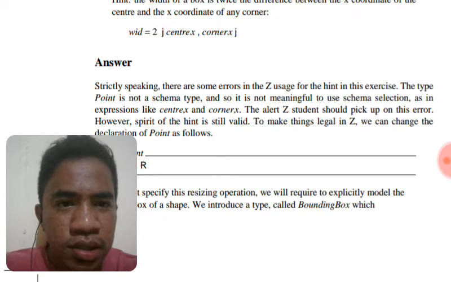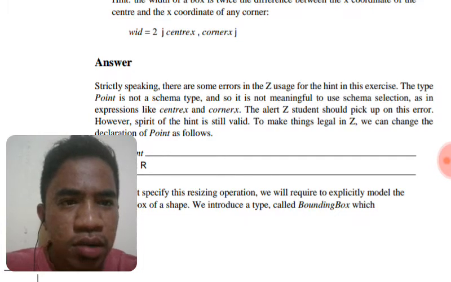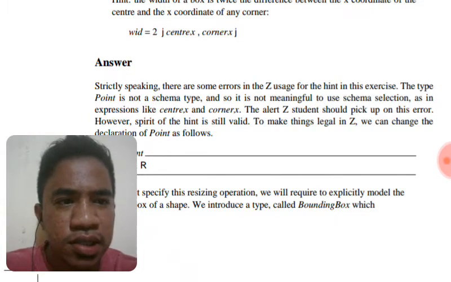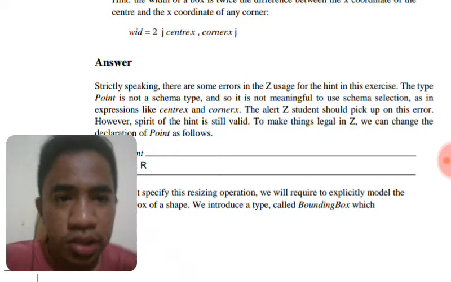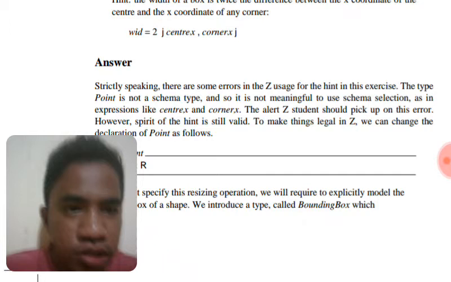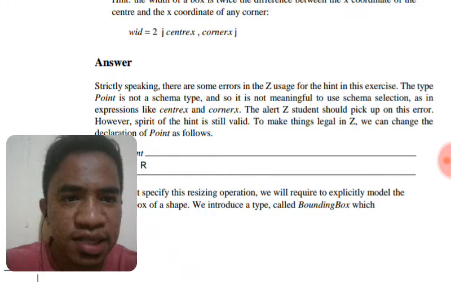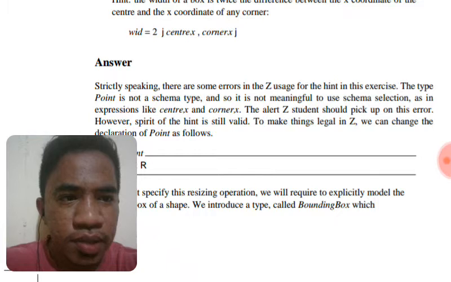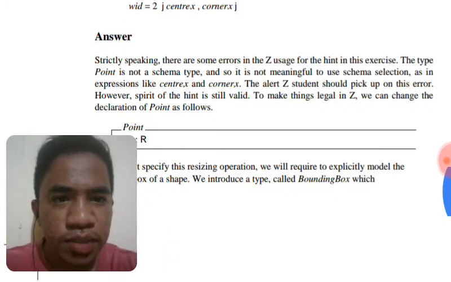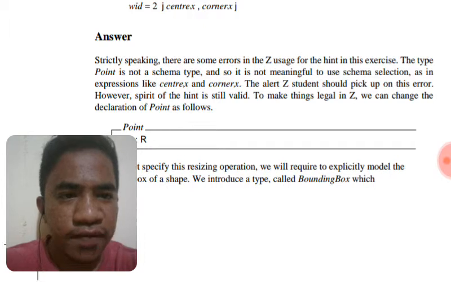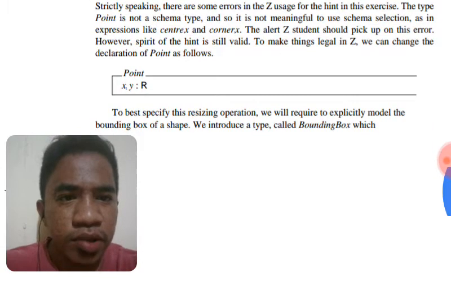Answer: strictly speaking, there are some errors in the Z usage for the hints in this exercise. The type point is not a schema type, and so it is not meaningful to use schema selection as in expressions like center x and corner x. The alert Z student should pick up on this error. However, the spirit of the hint is still valid. To make things legal in Z, we can change the declaration of point as follows: point x, y, R.